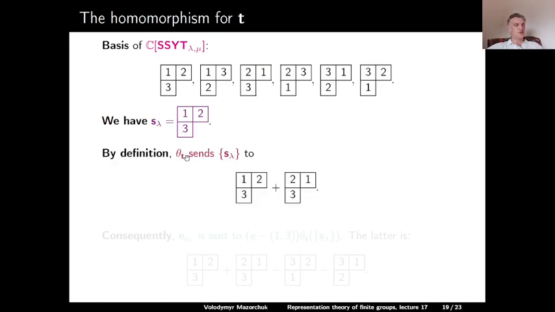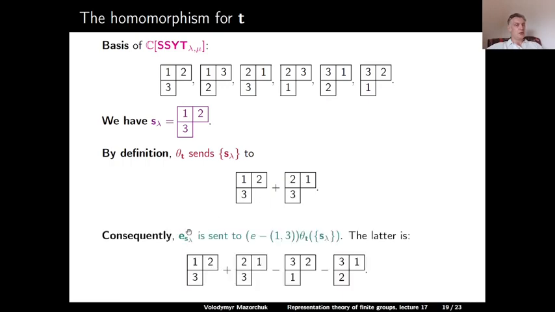By definition, the homomorphism theta t sends S lambda to the linear combination of 1, 2, 3 plus 2, 1, 3. So consequently, the polytabloid E S lambda is sent to the element which we obtain when we apply to this linear combination the antisymmetrizer E minus (1 3). So this is the antisymmetrizer for the column stabilizer of S lambda. If we apply this element to this linear combination, we get 1, 2, 3 plus 2, 1, 3 minus 3, 2, 1, so we swap these two boxes, minus 3, 1, 2. So this is the image of this polytabloid under theta t overlined.